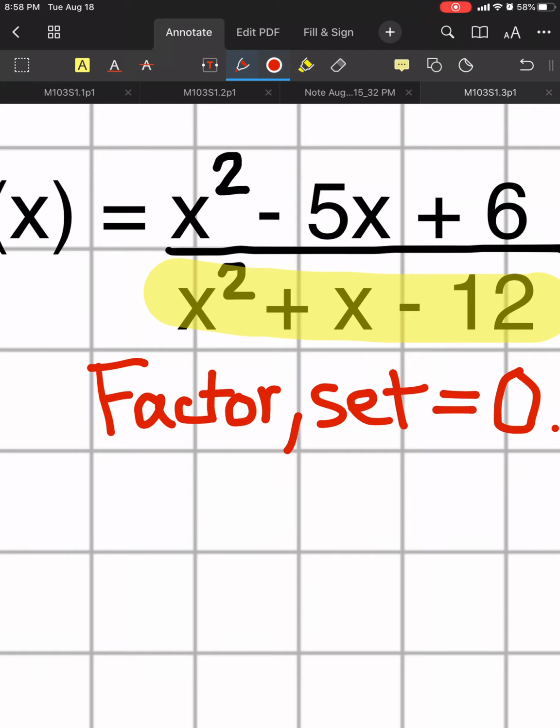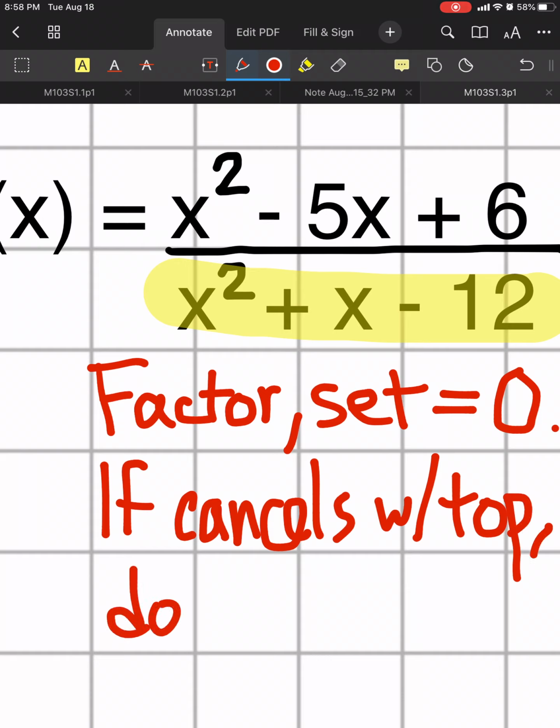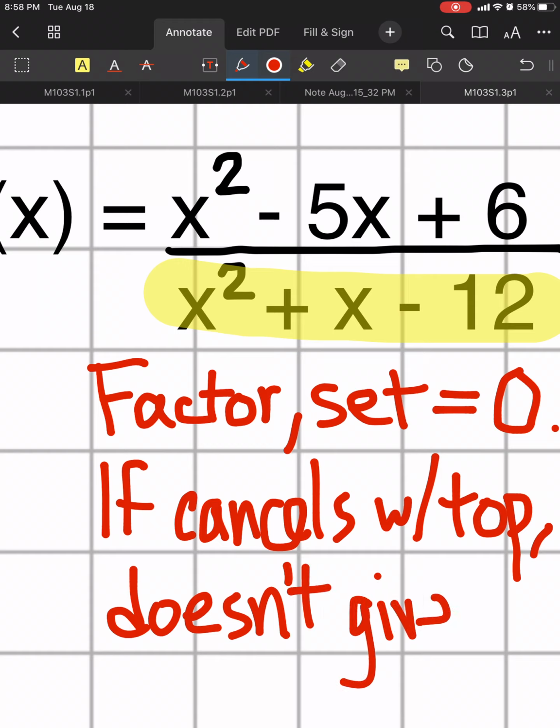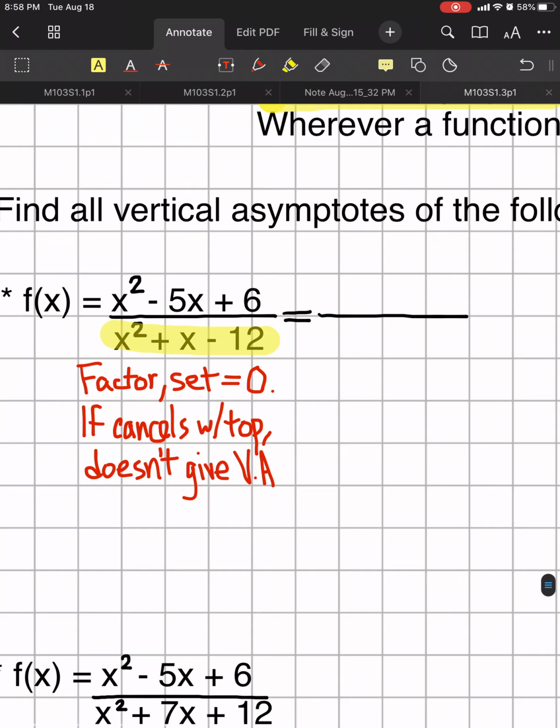But you also have to factor the numerator, and if something cancels with the top, essentially it doesn't count as a vertical asymptote. There we go. So that's the idea. That's what you need to do here.